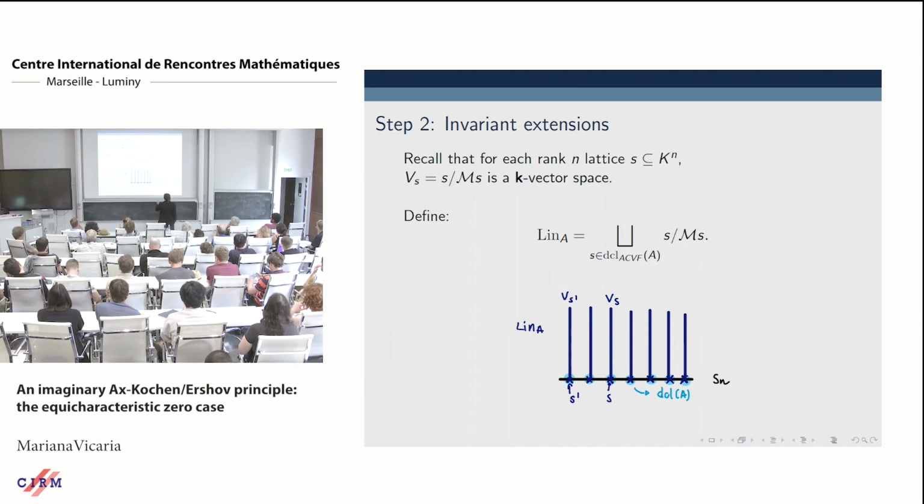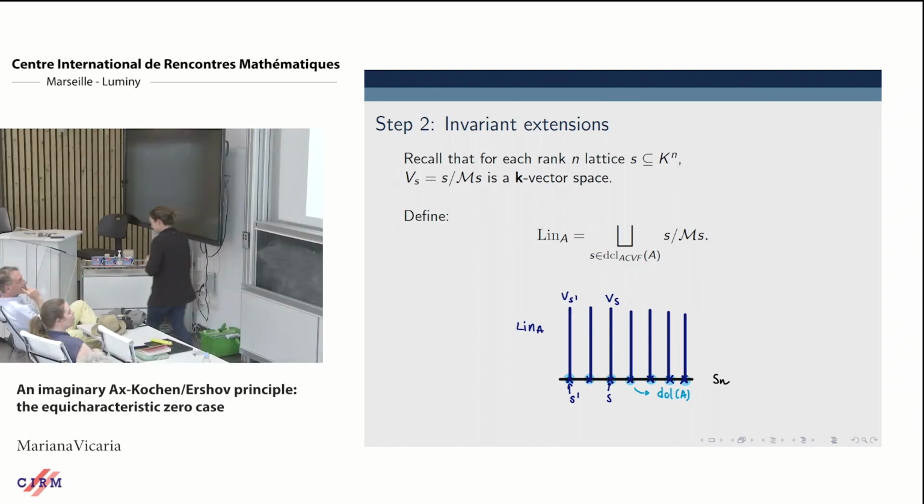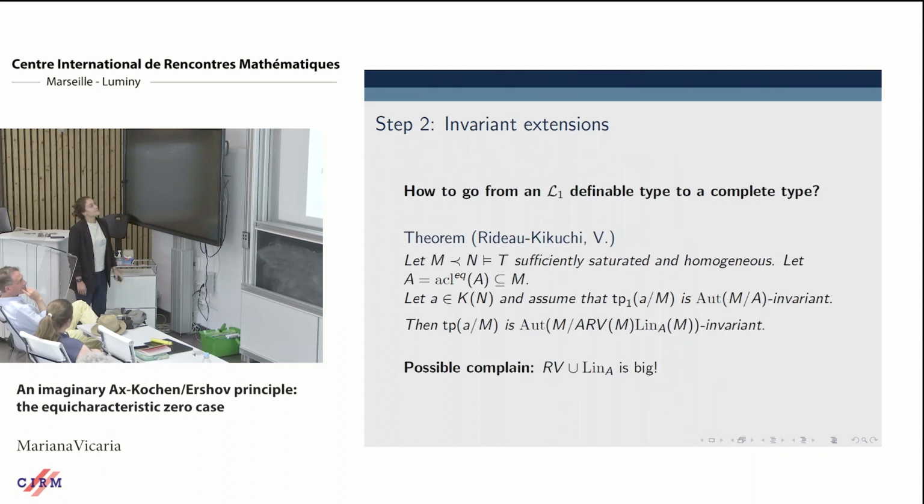So here's my graphical representation. I have my S and sorts, and some points inside there are going to be definable over A. For each lattice, I look at the vector space that I associate and put it on top. Lin A is all this structure that I have here. And A is going to be fixed. That's important. In particular, this is stably embedded. But how do we go, in essence, from a definable type in this reduct to a full type in the entire language? The theorem that we got is, in essence, the following.